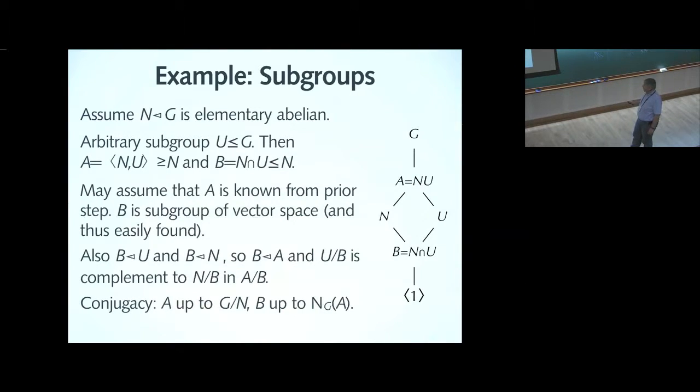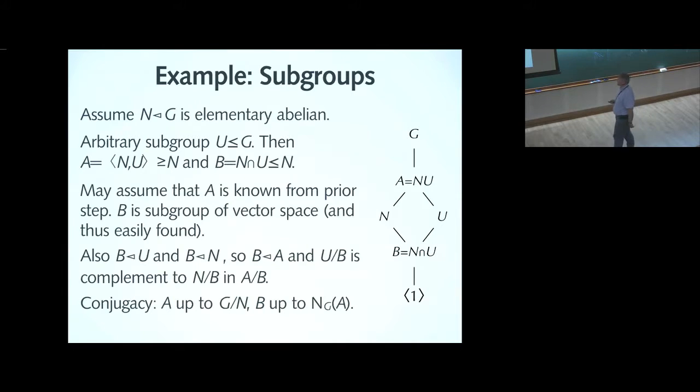Furthermore, this group B is normal in U. Let me first start: A is generated by N and U because it's the image of U in the factor. B, the intersection, is normal in U as the intersection of U with a normal subgroup. But N is abelian, so B is also normal in N. So B is normal in N and U and therefore in A. And therefore I have a factor group situation. I can look at this factor group, and in this factor group, U modulo B is a complement to N modulo B.